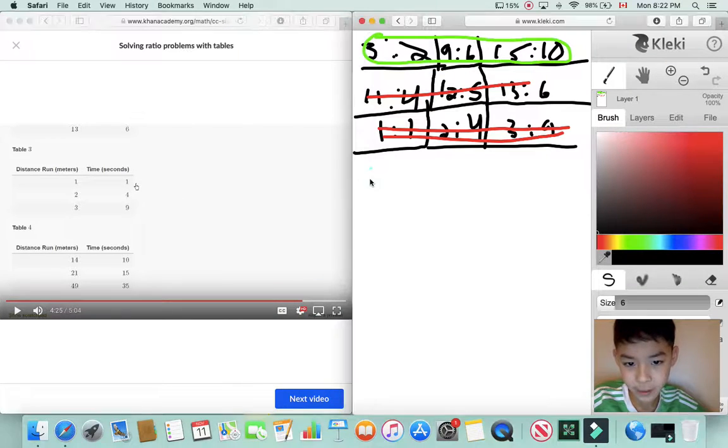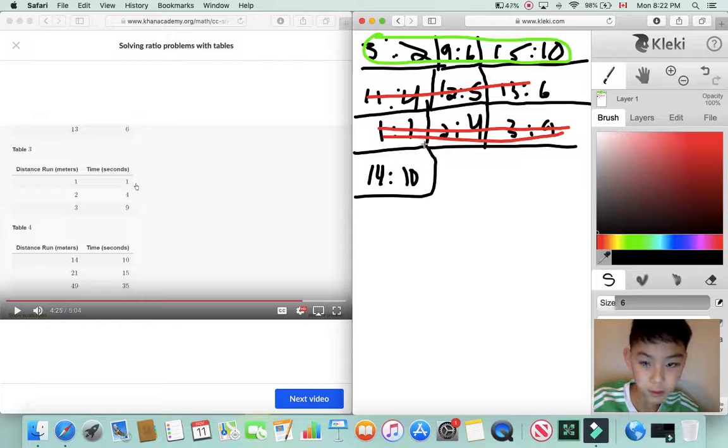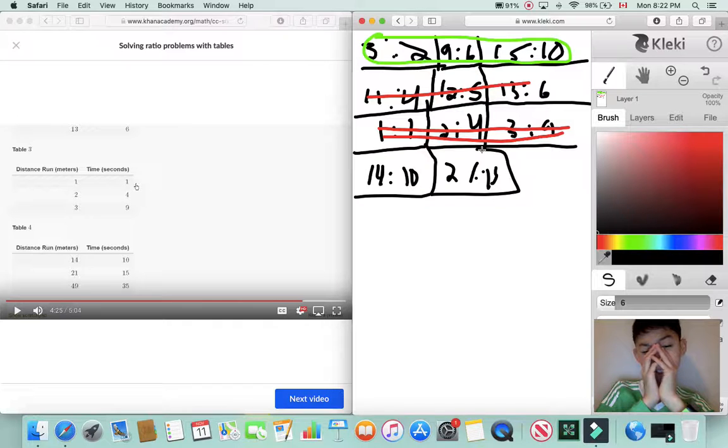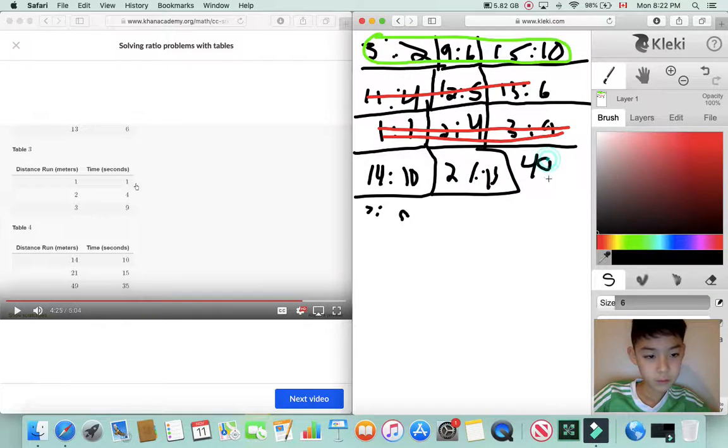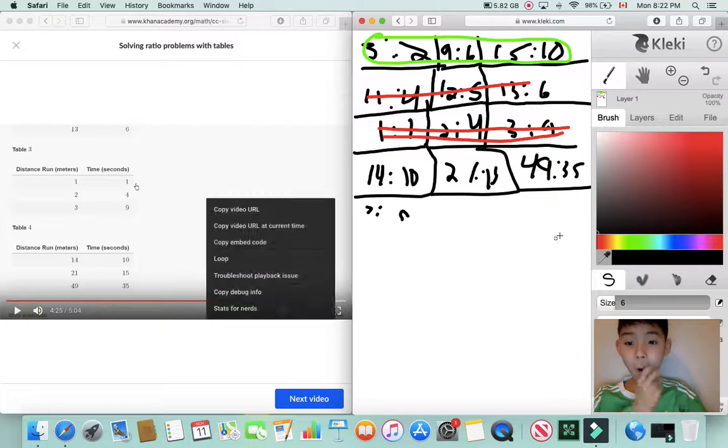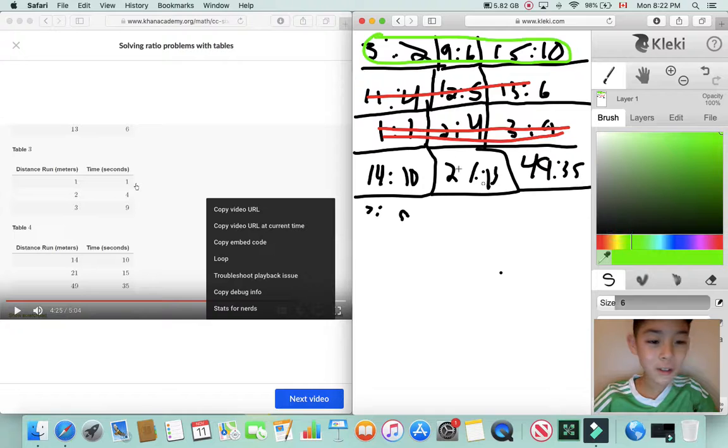Table 3. So 1 to... Pause it. Okay. 14 to 10. Okay, sounds reasonable. Next one. Oh, the next one works. Wait, stop right there. Check out the last one. So that's 7 to 5. I'm just writing it down for the last one. Let me check this out. So times 2, 42. Oh, it works? I thought there was only one answer.